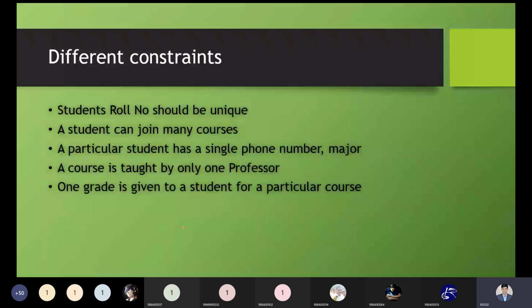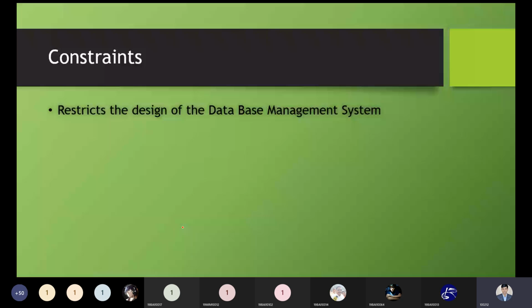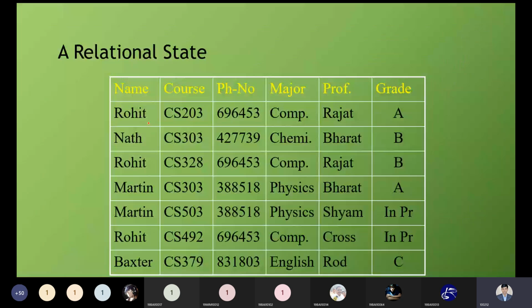But we are taking this example, so we need to keep in mind some constraints while creating this relation. Constraints can be more advanced or more effective while restricting the design of the database management system. If you're putting in constraints, then we need to restrict the design of the database. While restricting the design of the database, we need to see how we can restrict it. So here we have this example: a relational state. You can see the name, the course, the phone number, the major, a professor, and a grade.